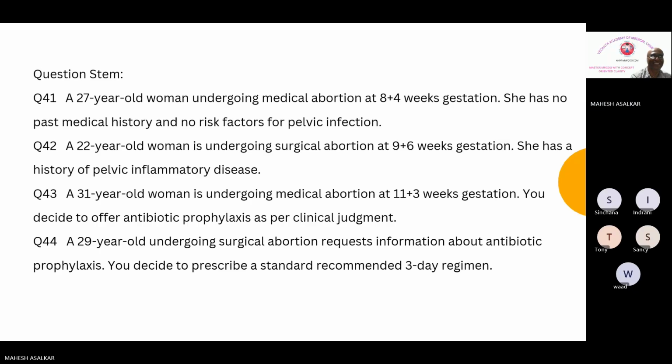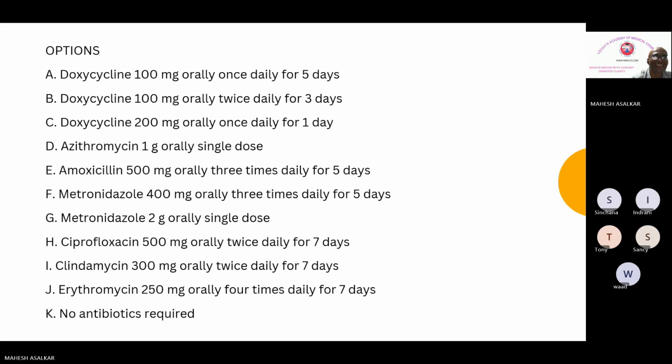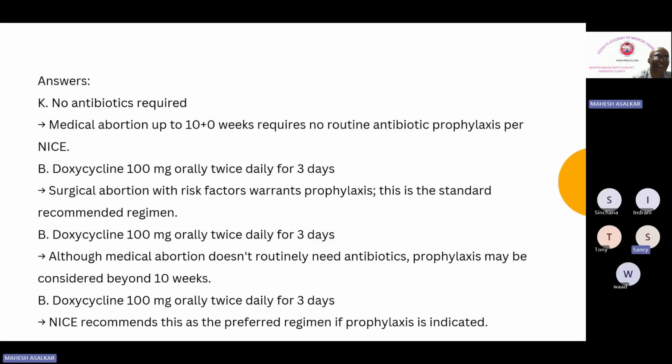Okay, next. A 29-year-old undergoing surgical abortion requests information about antibiotic prophylaxis. You decide to prescribe the standard recommended 3-day regimen. B option. So all 3 are B options only. First, no antibiotics is required up to 10 weeks of gestation. Then next is 100 BD for 3 days, and 100 BD for 3 days. So beyond 10 weeks, it will be required. Same dose will be required.